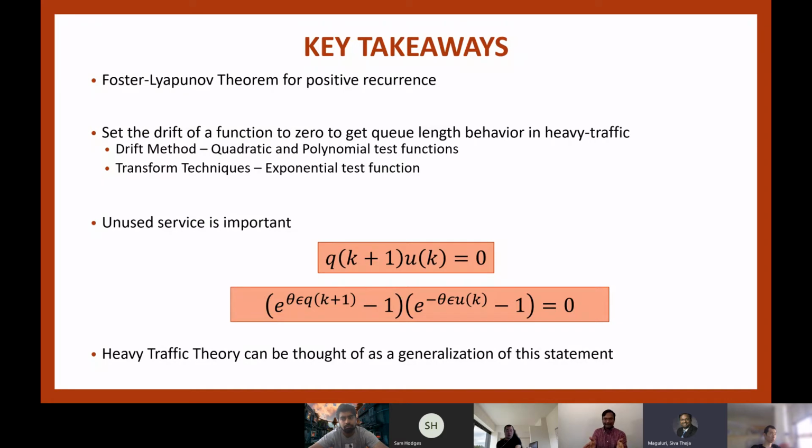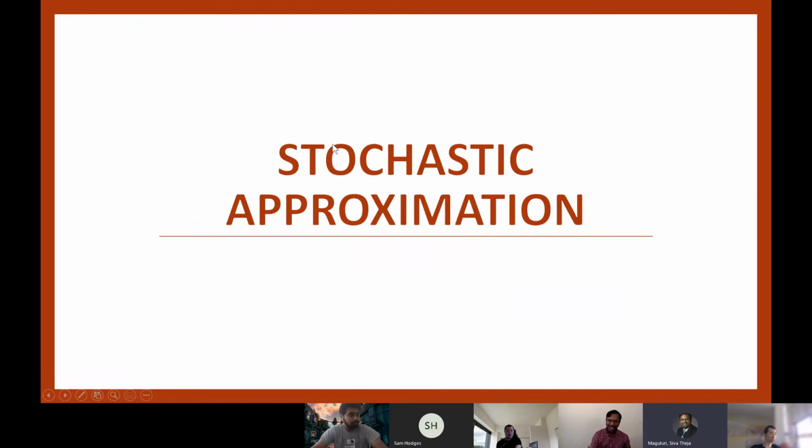I mentioned three. We already used the first two. Foster-Lyapunov theorem was the first one. Setting drift of a function to 0 was the second one. The third one is the global exponential stability. And then I'll show how to use that in the next part on stochastic approximation.